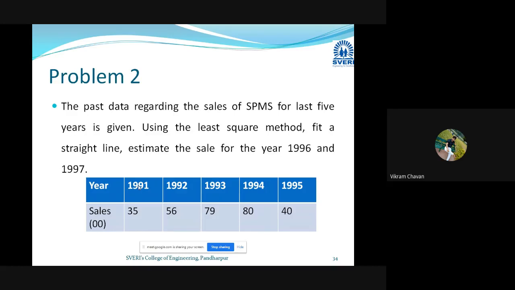Okay, so first of all, the column will consist of x square values, and at the bottom of that particular column you have to write summation of x square. So what is the value of summation of x square?